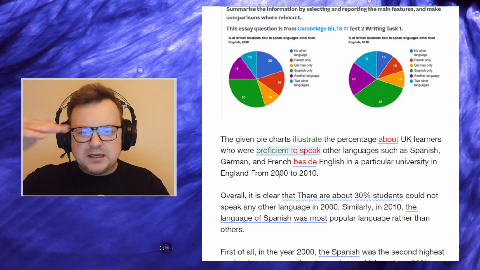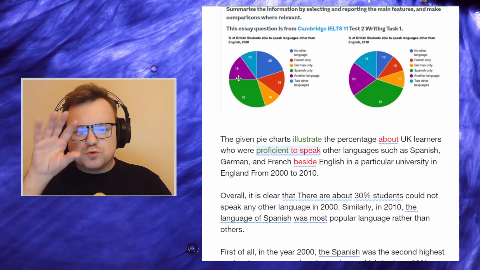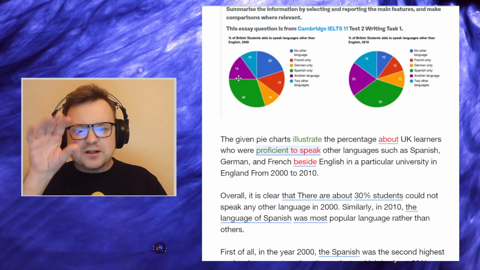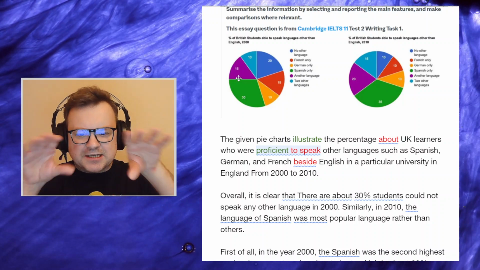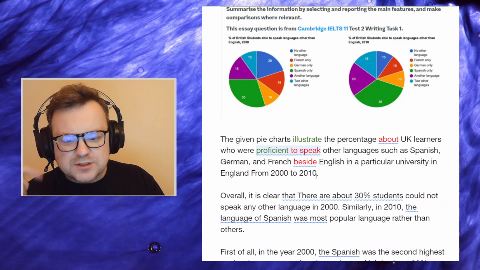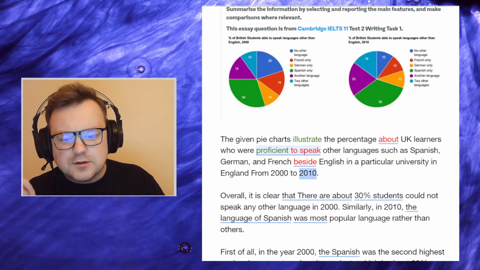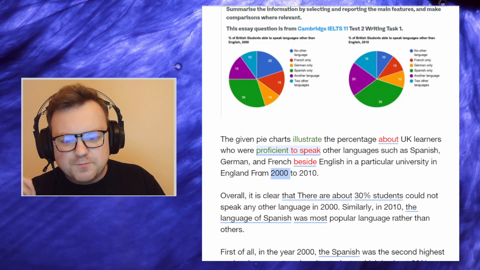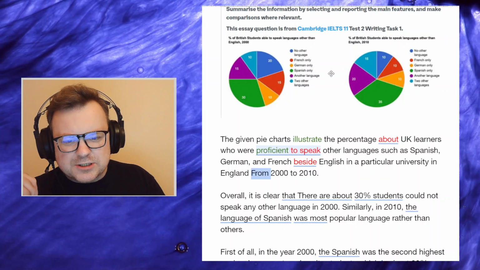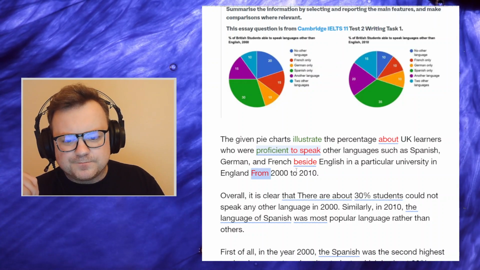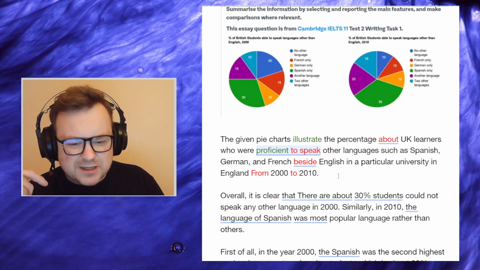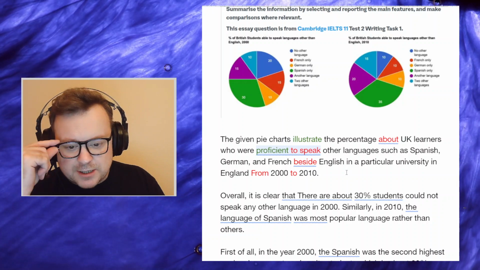From would be like a line chart. This is not a dynamic line chart showing progress or something like this. It is two static pictures. So not from 2000 to 2010, not from to, but in 2000 and 2010. So it's just a minor error. But okay. Generally, the candidate has paraphrased reasonably well. A couple of small language points, but okay.